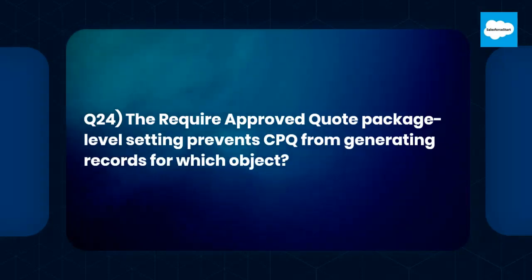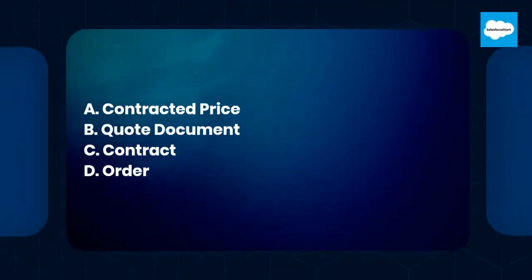Q24. The require approved quote package level setting prevents CPQ from generating records for which object? A. Contracted price. B. Quote document. C. Contract. D. Order.